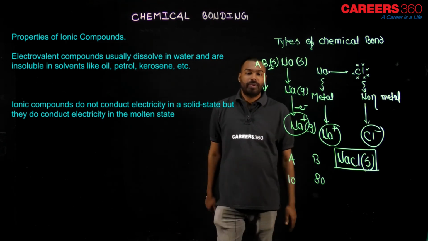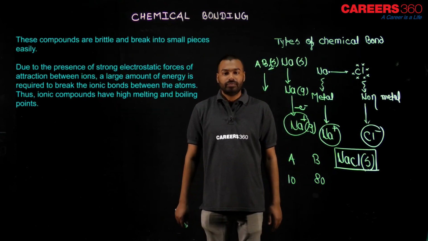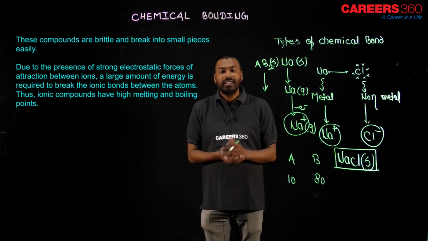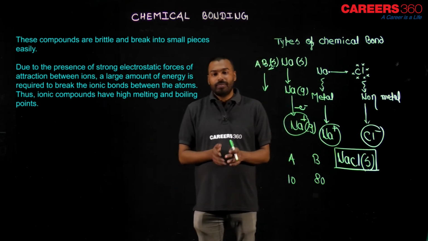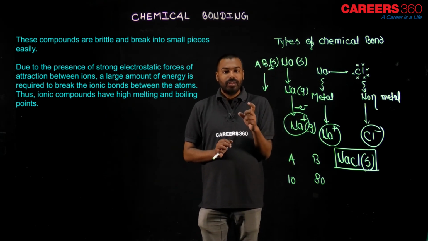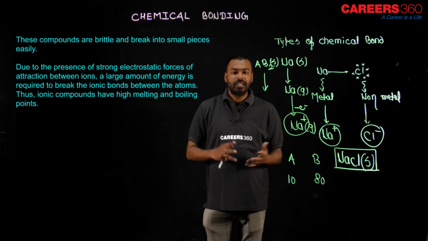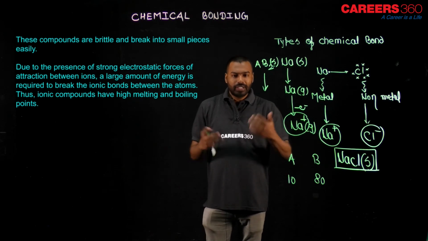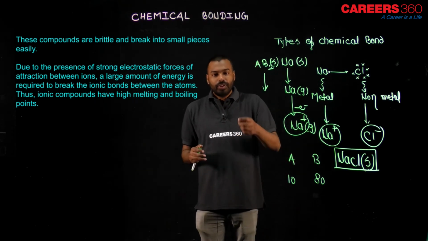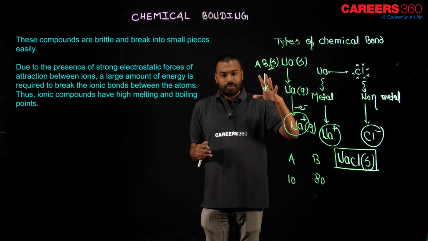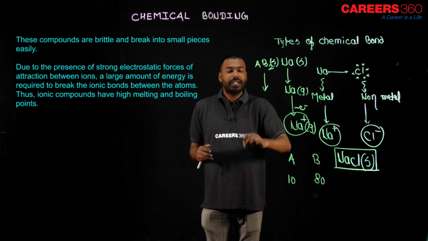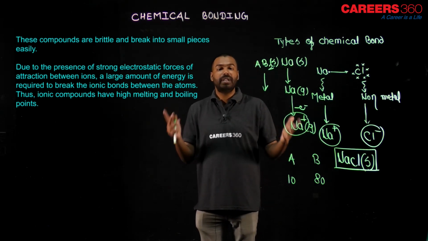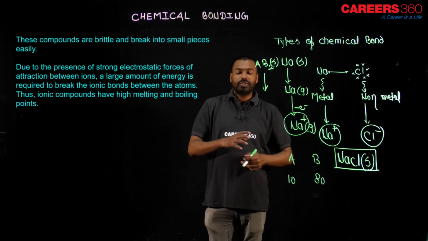Let us see the next property of ionic compounds. These compounds are brittle and break into small pieces easily. What is the meaning of brittle? Suppose you have any glass, like a whiskey glass, rum glass, wine glass, or simply a water glass. You just drop that glass on the floor, what will happen? The glass will break into so many pieces. That nature is brittle nature.